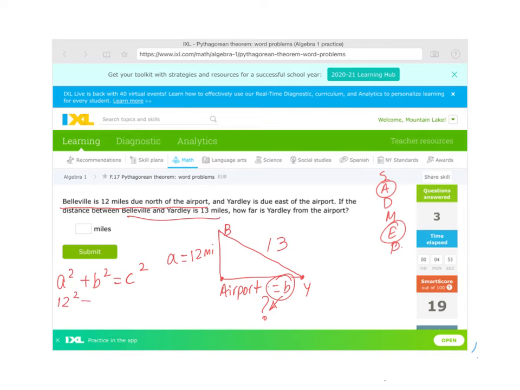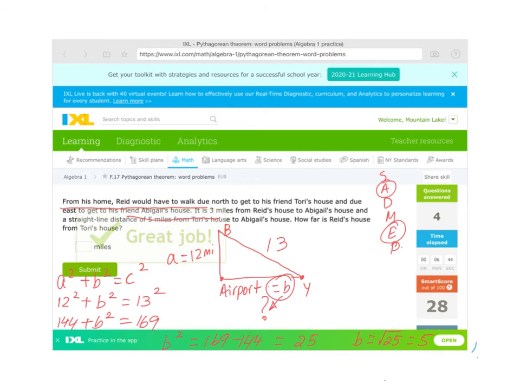So 12 squared plus B squared is equal to 13 squared. So 12 squared is 144. 13 squared is 169. And then you subtract. What's 169 minus 144? That's 25. So then the square root of 25 is 5. So let's plug in that. All right, so you try these.